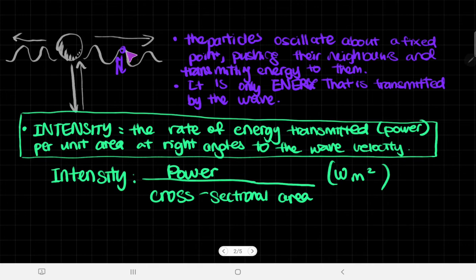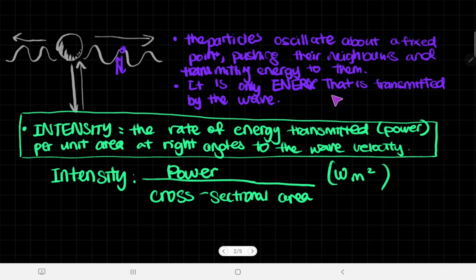If this was a tiny water particle in the water wave, then it would oscillate up and down. It's an important fact to know that it doesn't travel along with the wave. As the energy travels, the water is essentially just going to go up as the wave travels through it, and down, and then up and down. So it's important to notice that it's only energy that is transmitted by the wave. This is also the same for sound waves.